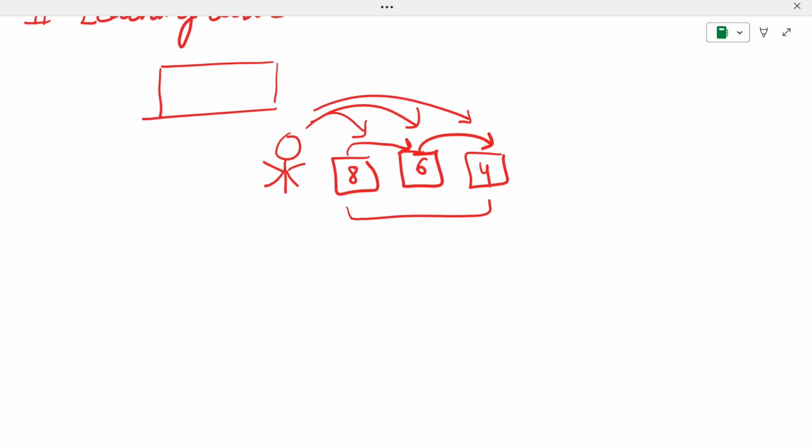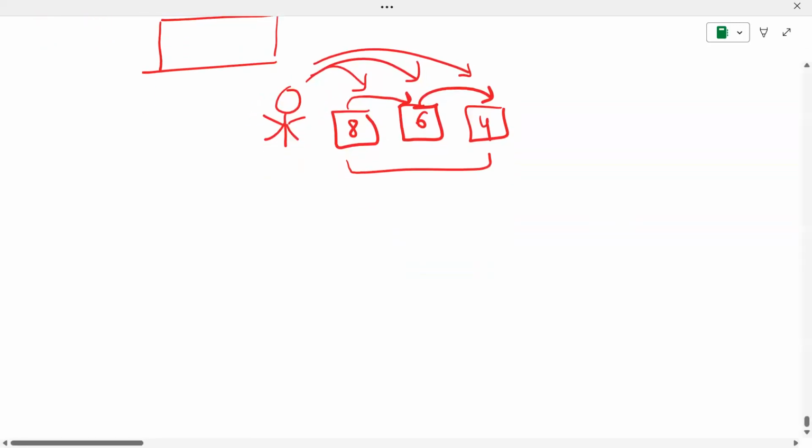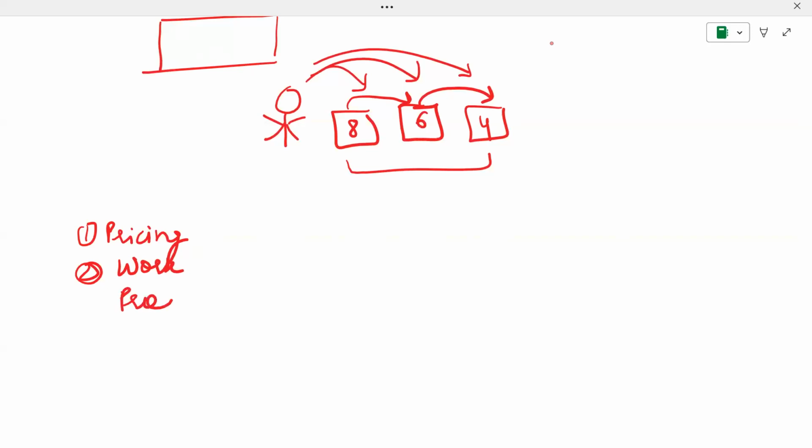So let's also talk about where this is applicable. A learning curve will help you in pricing decisions. It will also help you in work scheduling. It will also help you in product viability, whether or not a product is viable. It will also help you in standard setting.